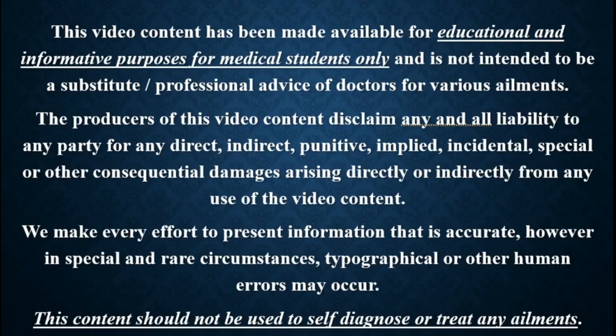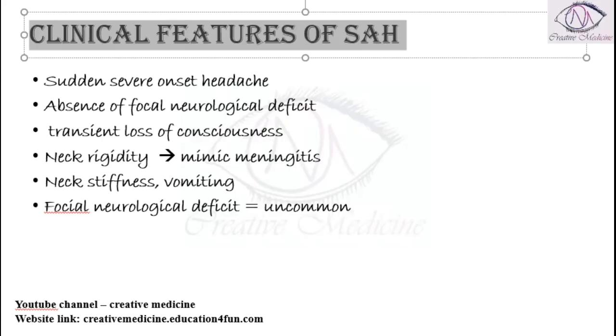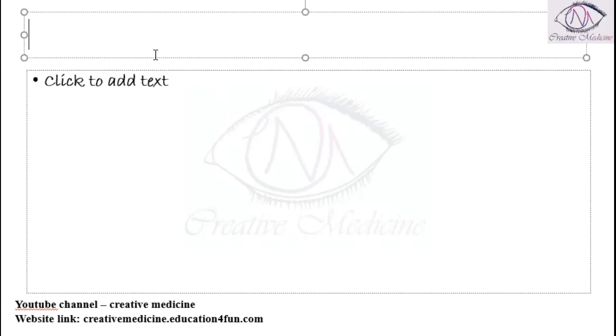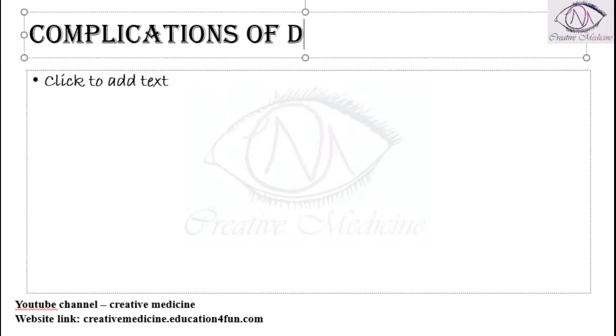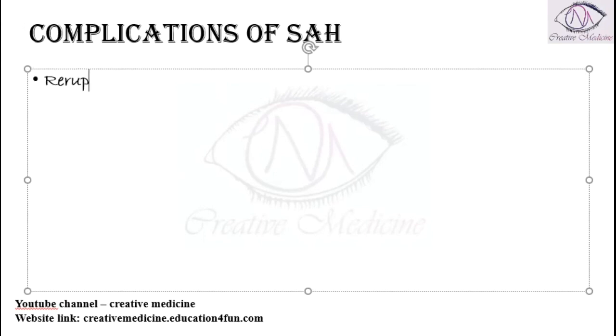In this lecture, we will learn about the complications of subarachnoid hemorrhage. In the complications, re-rupture of subarachnoid hemorrhage can occur in the first month.